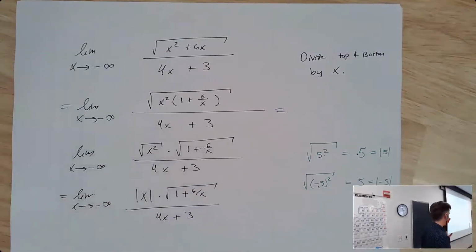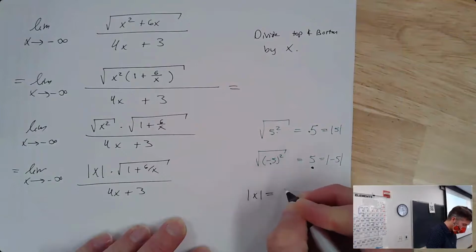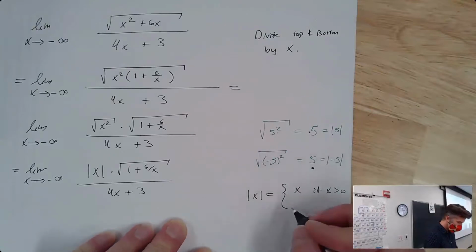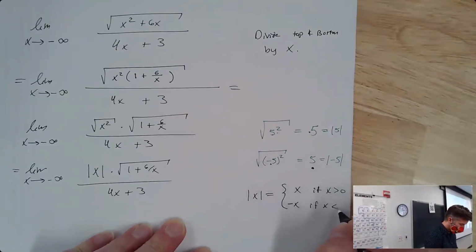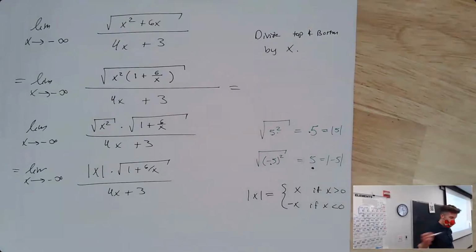All right, so here's the deal with absolute values. The absolute value of x gets to be x if x is positive, but it gets to be negative x if x is negative. Right, if x is negative 5, the absolute value of negative 5 is 5. So in this limit, is x negative or positive? Negative, right? Since x is going to the most negative place it can, x has to be negative.